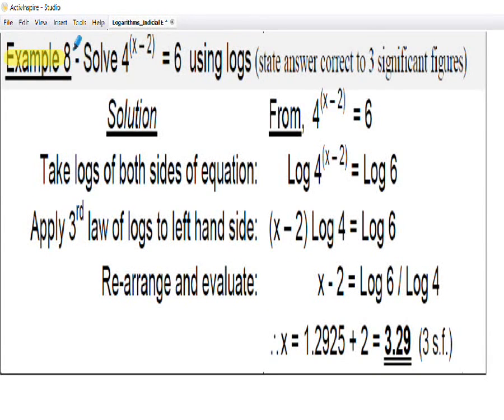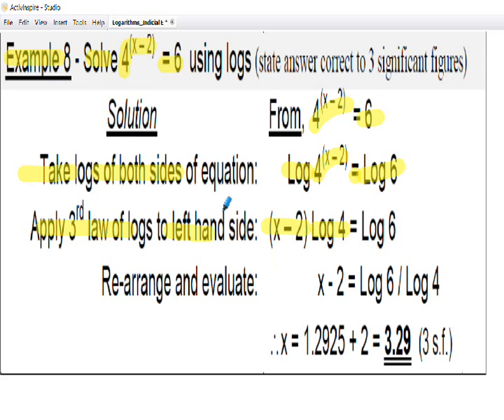Example 8, we're asked to solve 4 to the power of x minus 2 is equal to 6. So again, writing down my equation given to us, 4 to the power of x minus 2 equals 6, I take logarithms of both sides of the equation. So on the left hand side, log of 4 to the power of x minus 2 is equal to log of 6. I again apply my third law of logarithms to the left hand side, so from my log a to the n format I go to n log of a.